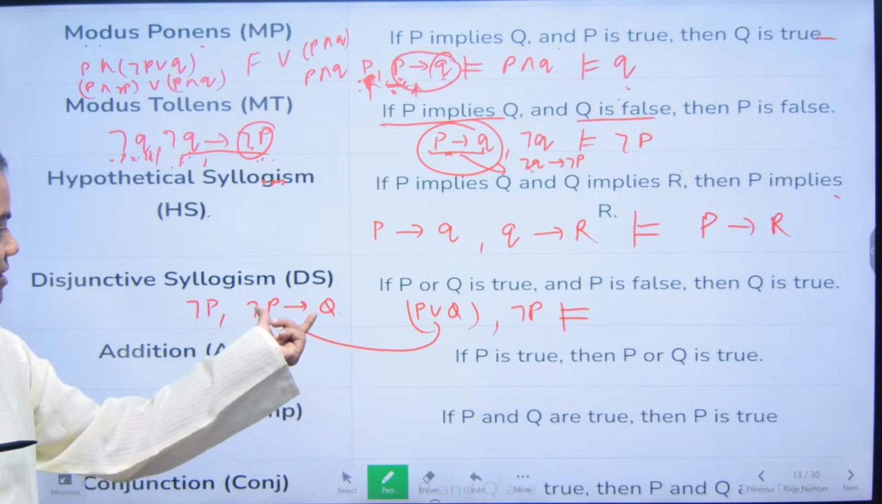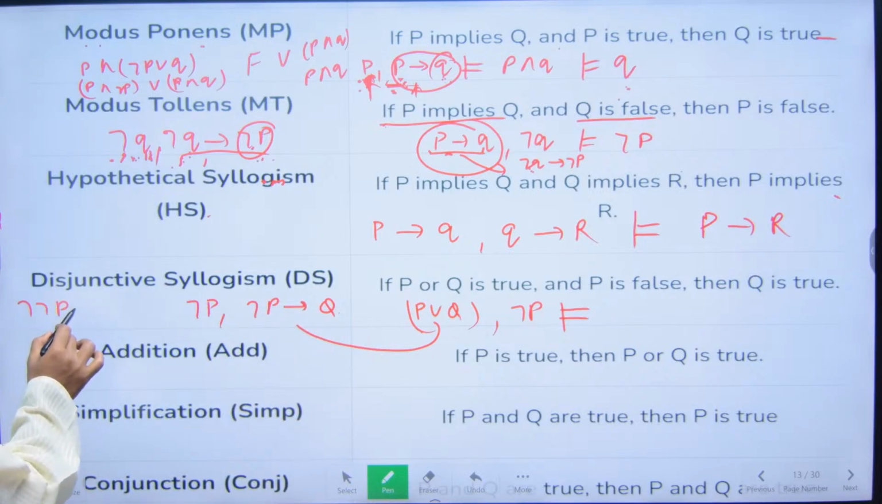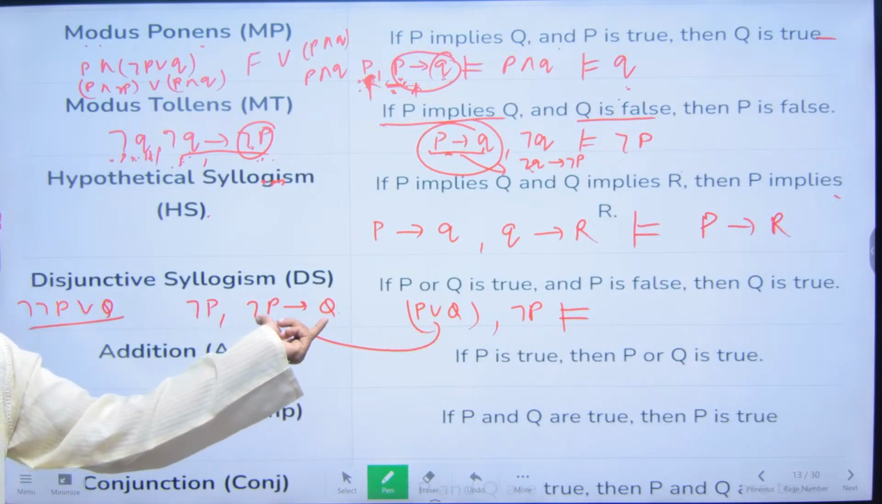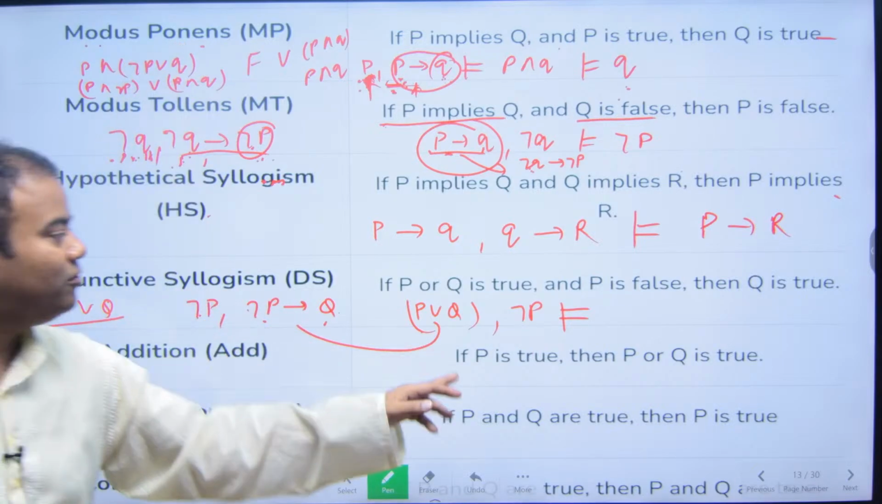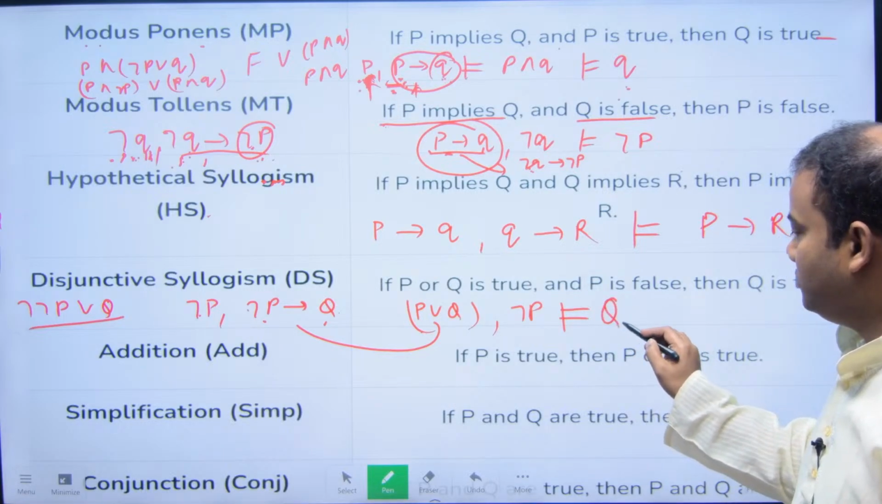Because what is this? Not of P or Q. So not of P means P or Q. So P or Q can be written like this. Now you can apply modus ponens. What is the conclusion? Q. Clear?